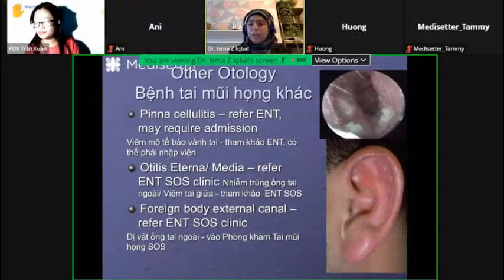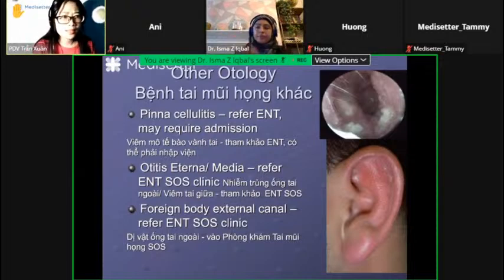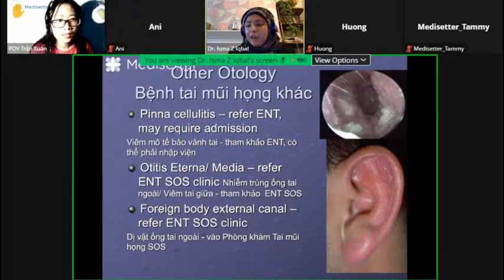For those infections, we would recommend ciprofloxacin because it's better at penetrating cartilage. Can you repeat these sentences? If it's perichondritis, we recommend ciprofloxacin because it's better at penetrating cartilage.